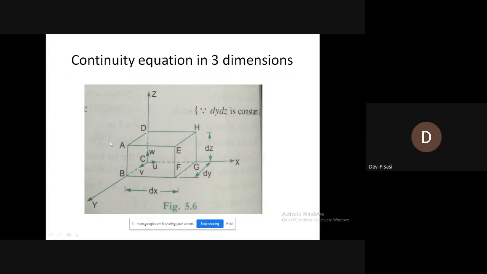Next, you can see u, v and w. Now all of you know the direction of u as well as v and w. u, v and w are the velocity components which are acting in x, y and z direction respectively. u is the velocity component in x direction, v is the velocity component in y direction, and w is the velocity component in z direction. u, v and w are velocity components. u is acting along x direction, v is acting along y direction and w is acting along z direction.